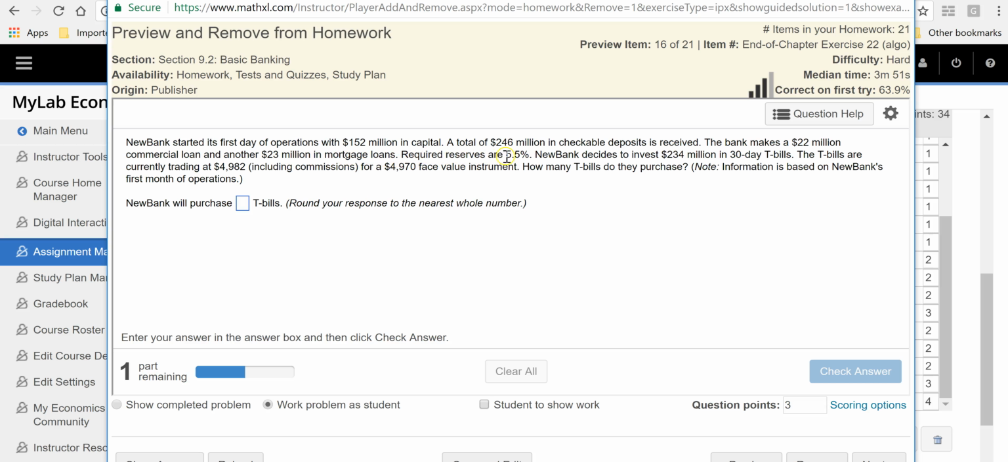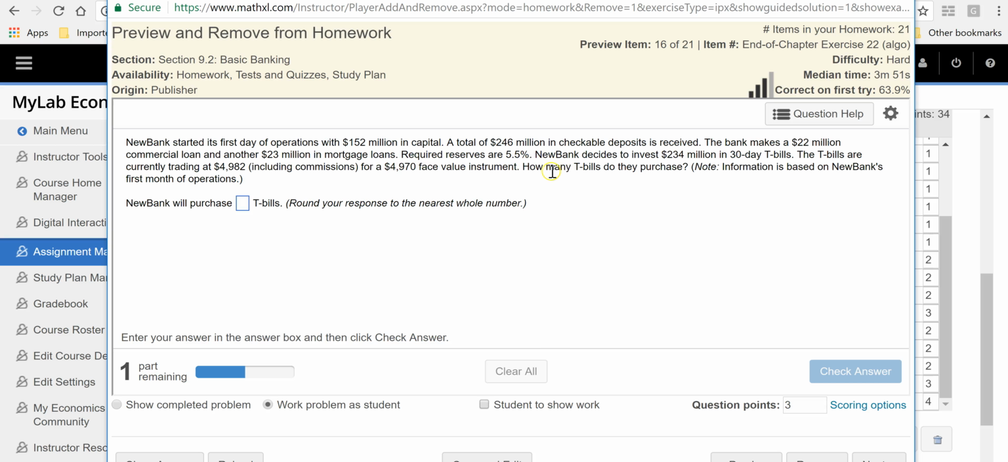Required reserves are 5.5%. New bank decides to invest $234 million in 30-day T-bills. The T-bills are currently trading at $4,982. So this includes commissions for a $4,970 face value instrument. So this face value here means that by maturity, this is what you will get back from each of the T-bills.